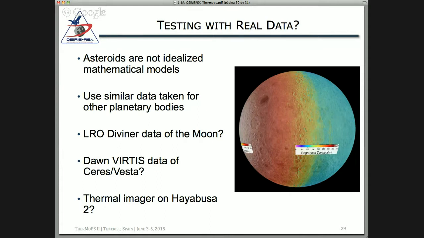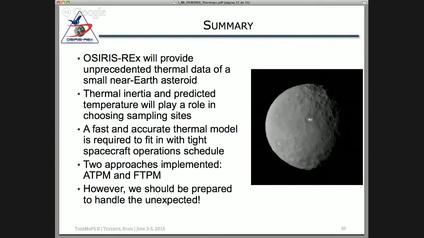There are other possible data sources to try. So to briefly summarize, OSIRIS-REx will provide unprecedented thermal data on the near-Earth asteroid, in addition to Hayabusa 2 when it gets to 1999 JU3, and you'll probably hear more of that. Thermal inertia and predicted temperature play a role in choosing sites. A fast and accurate thermal model is required to fit in with the tight spacecraft operation schedule, and we implement two approaches, the ATPM and FTPM.